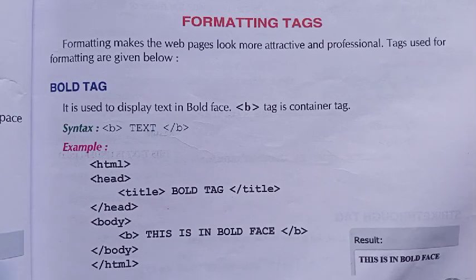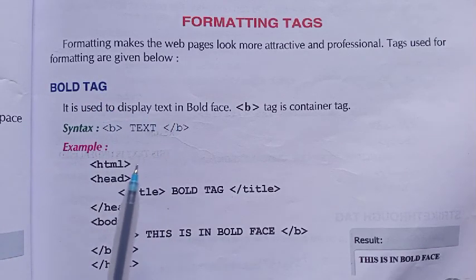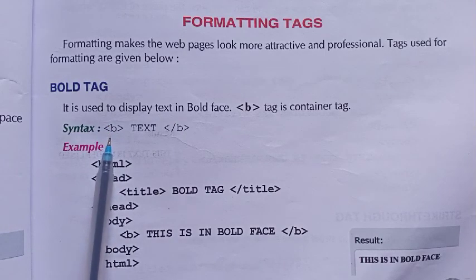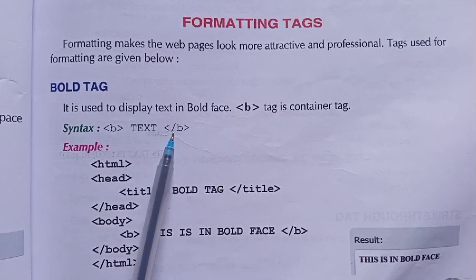The first of these is the bold tag, that will make your text look bolder, that will highlight your text. And how to go about that? First you have to write the B tag, then you write the text that is to be made bold, and then close the B tag.